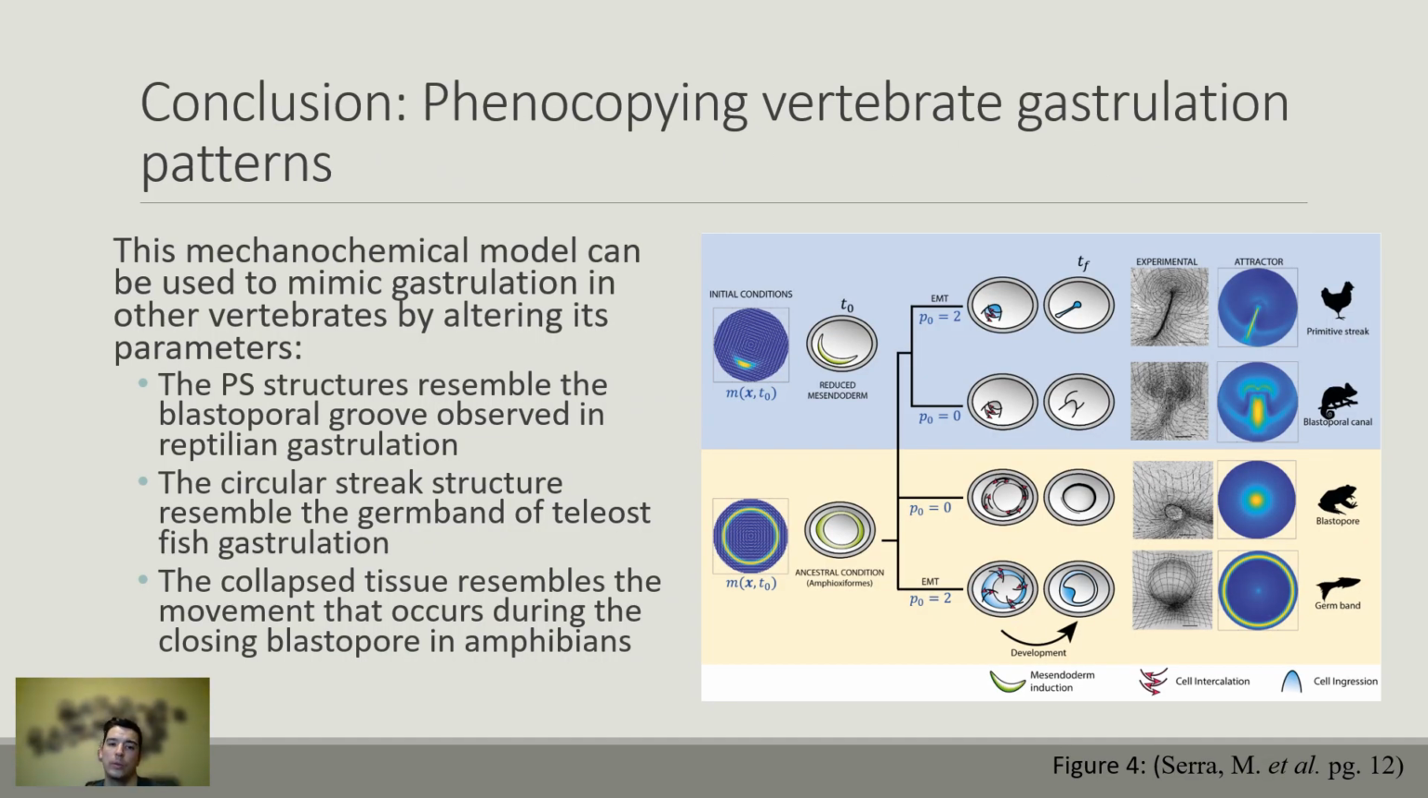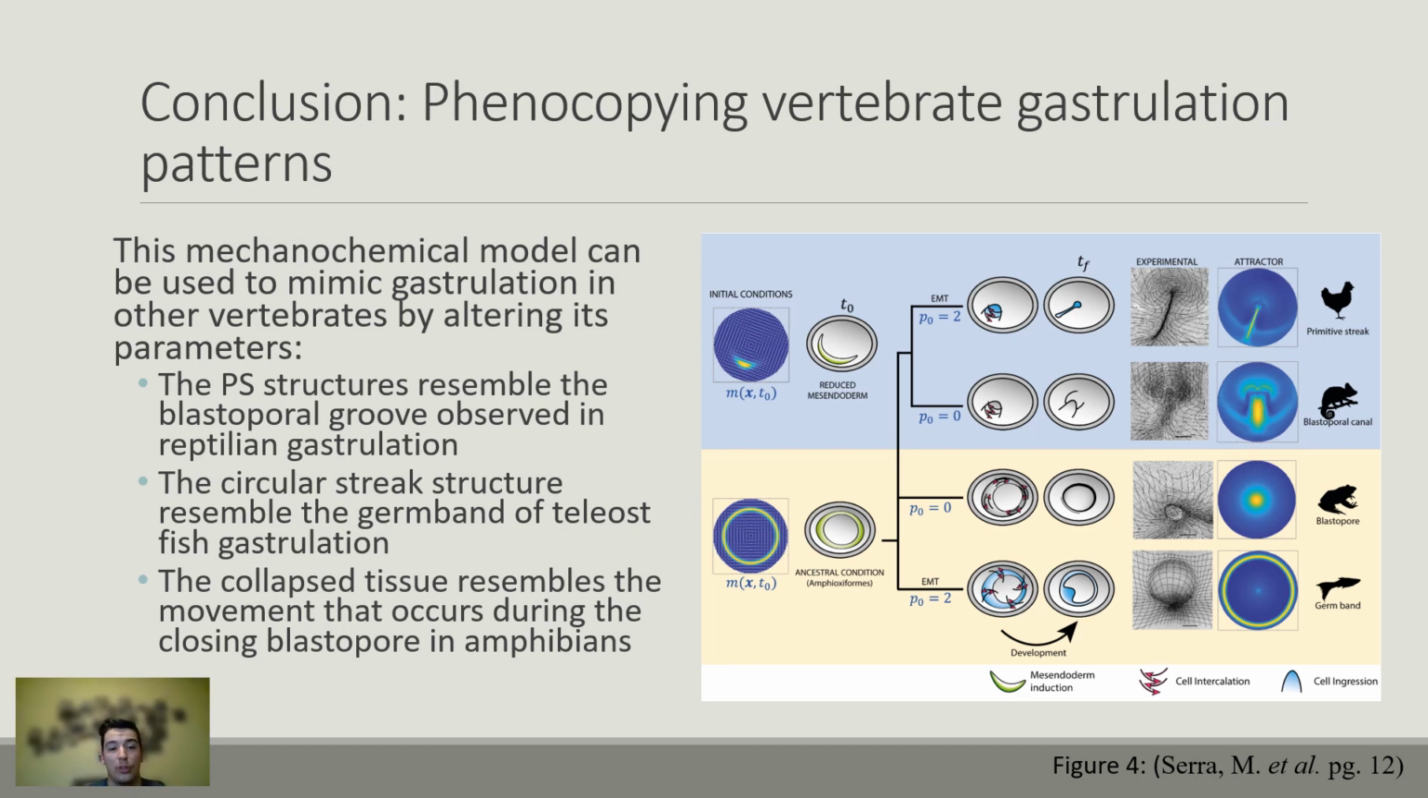We connect it back to phenocopying as being the idea that an organism in a different environment can develop in a way similar to another organism in a normal environment. So what's kind of cool is that this mechanochemical model that they've created can mimic gastrulation in other vertebrates by altering the parameters of this model. So the primitive streak structures can resemble the grooves observed in reptilian gastrulation, as we can see here, of that thicker and shorter primitive streak.